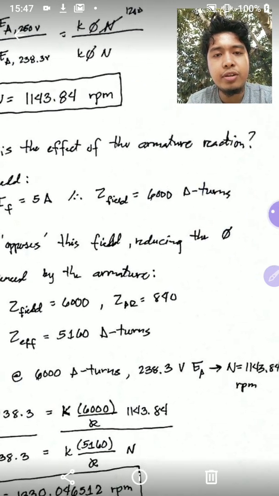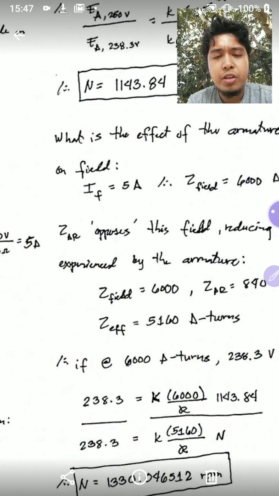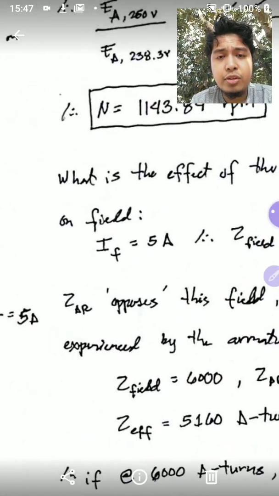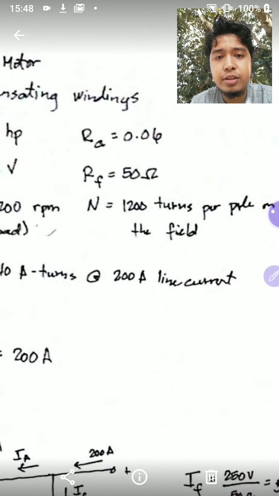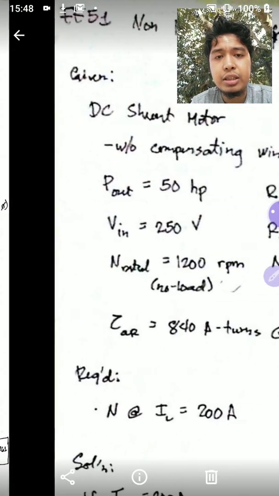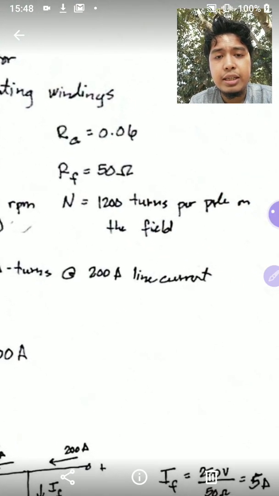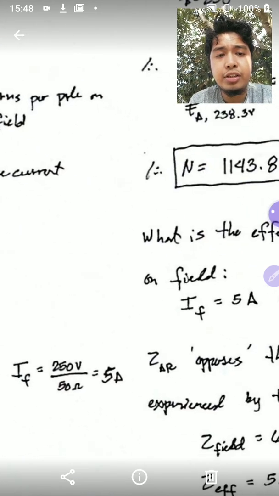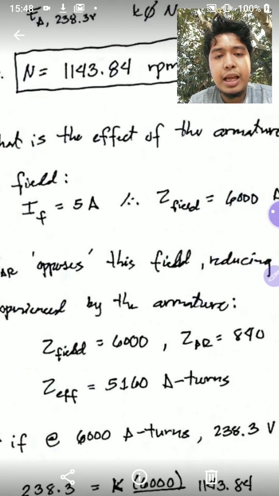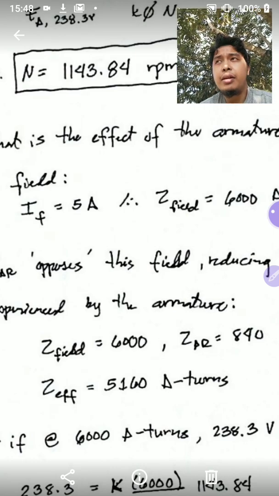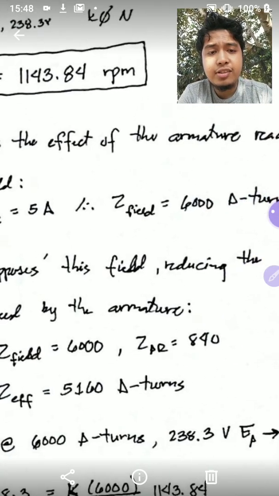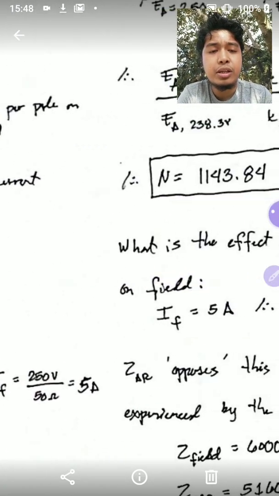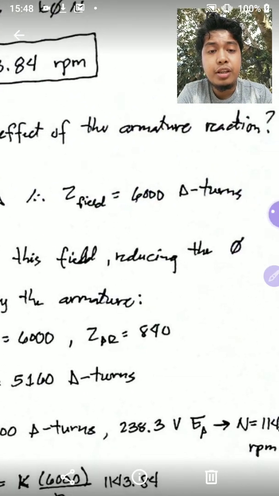How about the effect of armature reaction on the field? So take note that the field current is 5 amperes. So if we go back here at the given, we have 1200 turns per pole on the field. Therefore, the MMF at the field is 6000 ampere turns. It's just 5 amperes times 1200 turns, that's per pole.